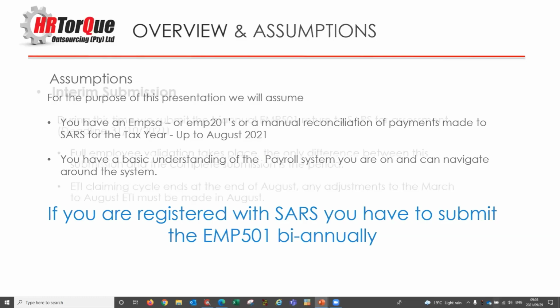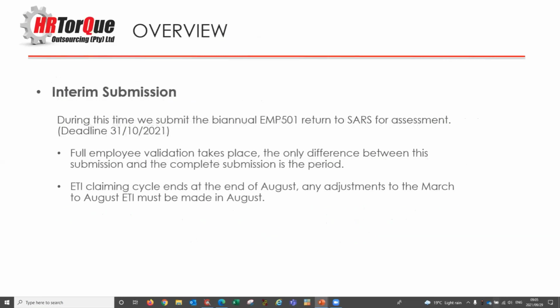Okay, so our interim submission, during this time, we submit everything from March to August, and the submission deadline is the 31st or the last day of October. So, obviously we want to try and run that in as soon as possible, but that is the absolute deadline. A full employee validation takes place, so they check all of the details that we'll get into later, names, addresses, and all that fun stuff, as well as our ETI claiming cycle that ends in August.